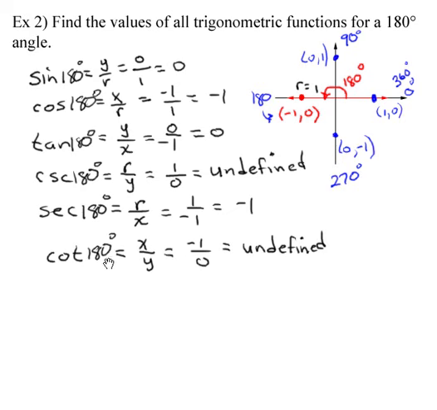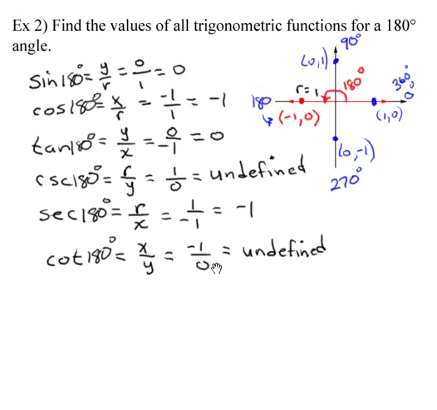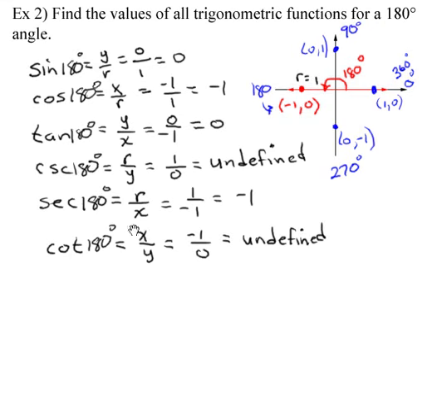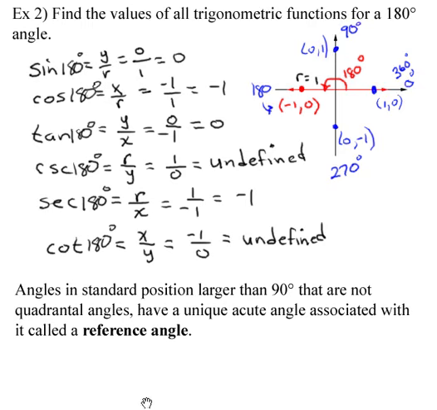Cotangent of 180 degrees, the cotangent ratio, is x over y. The x value is negative 1. The y value is 0. We can't have 0 in the denominator of any fraction. So the cotangent of 180 degrees is undefined also. Now, I went through that a little bit more quickly, but we covered these quadrantal angles in the unit circle in a separate little lesson, so that's why I went a little bit more quickly in that regard.